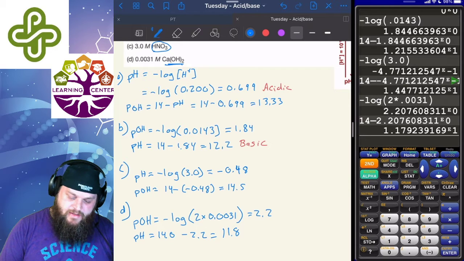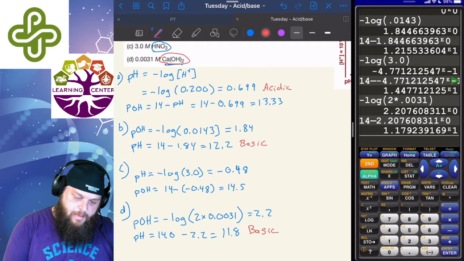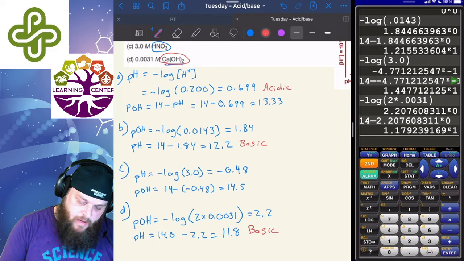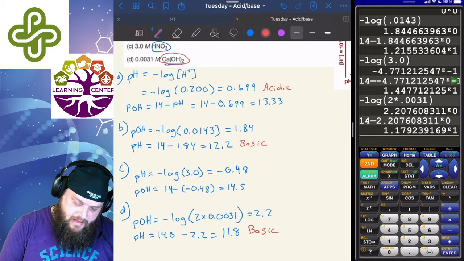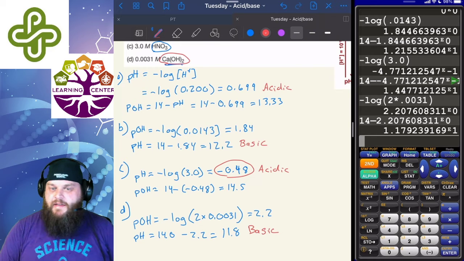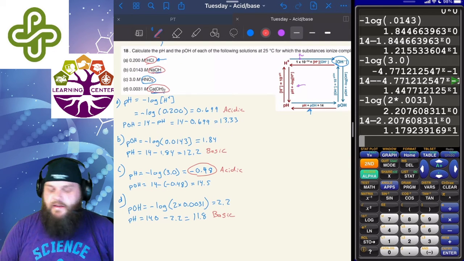The pH is at 11.7. This is going to be very basic, which makes sense. We're adding a base to water. For part C, we're adding an acid to water, and we can see the pH is incredibly acidic. So that makes sense. I always go back and try to think, do my answers make sense based on what I know about the chemistry that's happening.